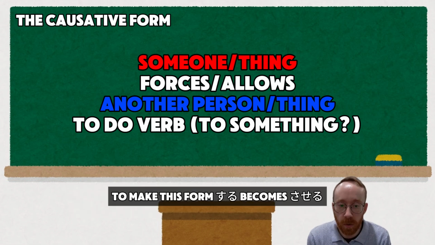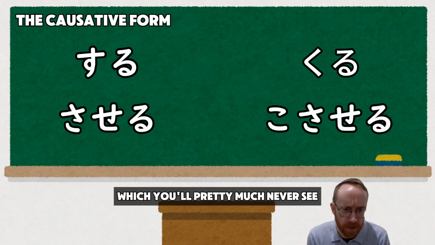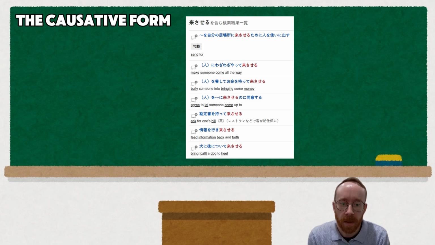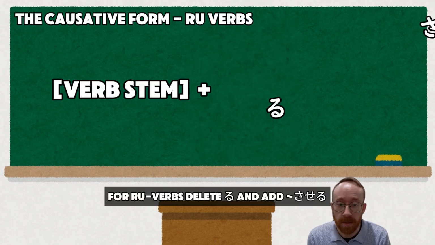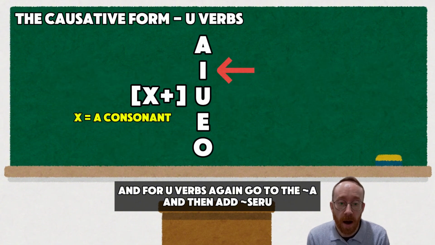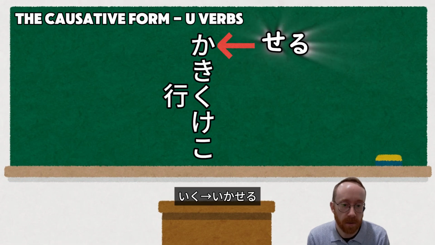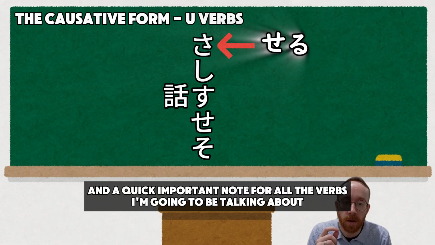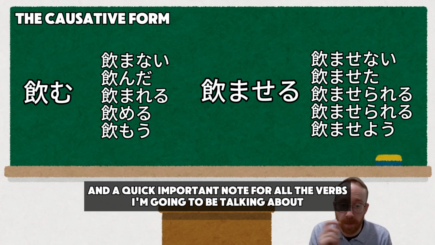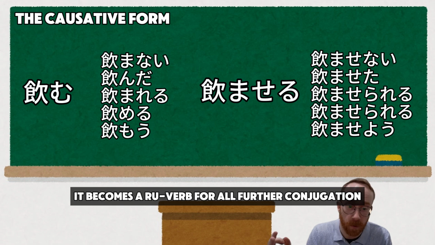To make this form, suru becomes saseru, kuru becomes kosaseru, which you'll pretty much never see, but that is what it is. For ru verbs, delete ru and add saseru, so taberu, tabesaseru. And for u verbs, go to the a and then add seru, so nomu, nomaseru, iku, ikaseru, hanasu, hanasaseru, etc. And a quick important note, for all the verbs I'm going to be talking about, when you turn a u verb into one of them, it becomes a ru verb for all further conjugation.